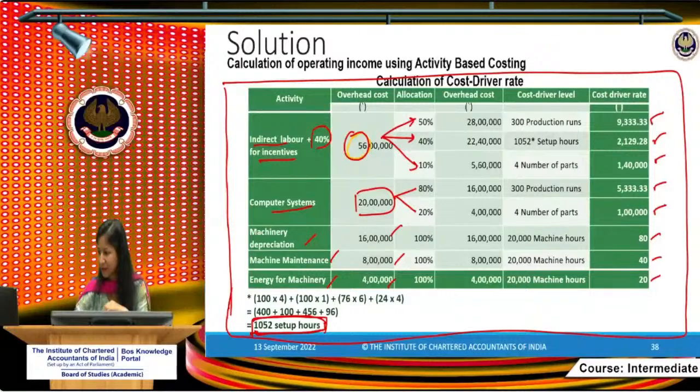Dhanlakshmi, what do you think within how much time we should solve this question? You can give us an average. Look, I know this question is very lengthy, but it has been given in RTP so that you practice each and every concept. Each and every concept of ABC is covered here. So this question is only for practice purposes.